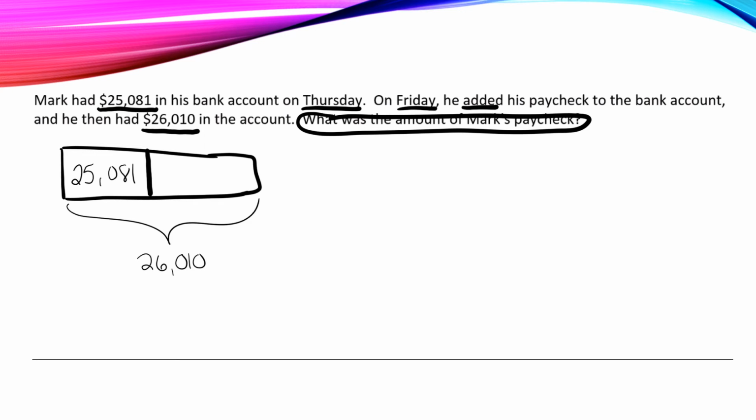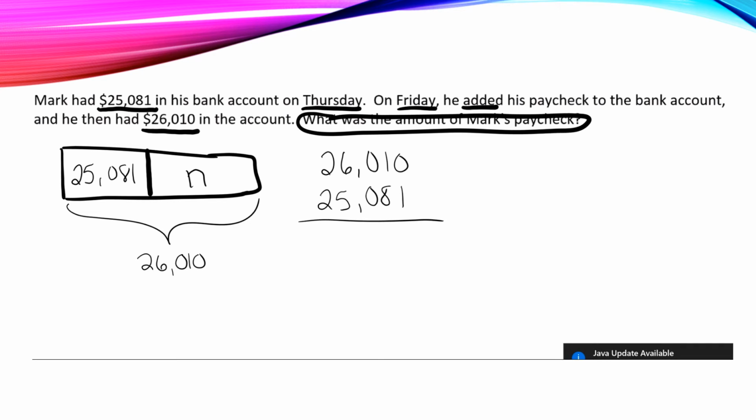Now the right side of the box is what we don't know. That's Friday. So we've learned to put a variable into our equation. If it's an unknown number, I'll put an n. Now I can set up my equation. I can see the whole is 26,010, and the part I know is 25,081. Because I'm trying to find a missing part, I know I should subtract.